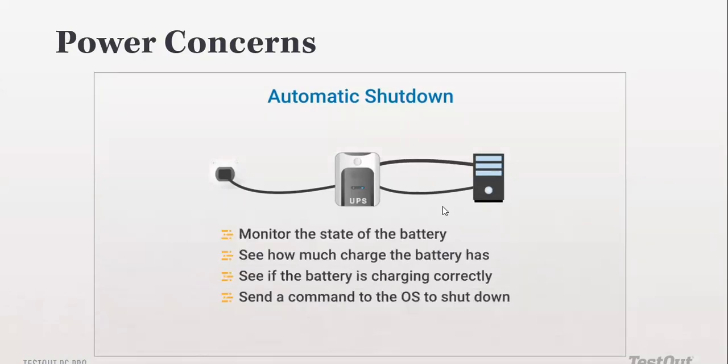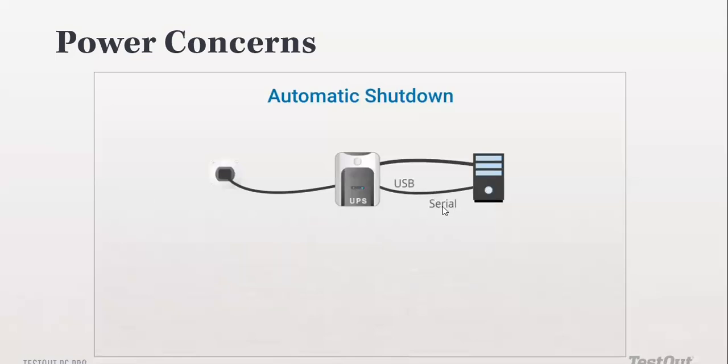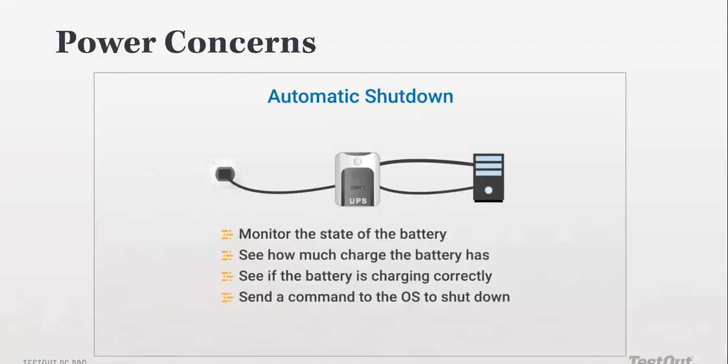So when you plug that cable, you could use a serial cable or a USB cable to connect your UPS to your computer. So besides using a power cable to connect these things, you can also use a USB or a serial cable to connect them. What would this cable permit you to do? It will let you monitor the state of your battery, right? You can also see how much the battery has charged. You can see if it is charging correctly, and you can send a command to the OS to shut down.